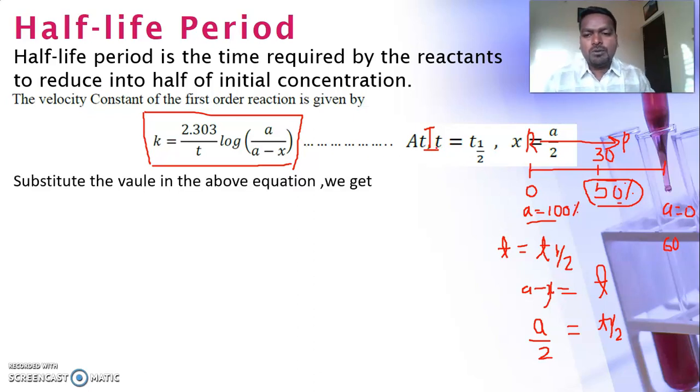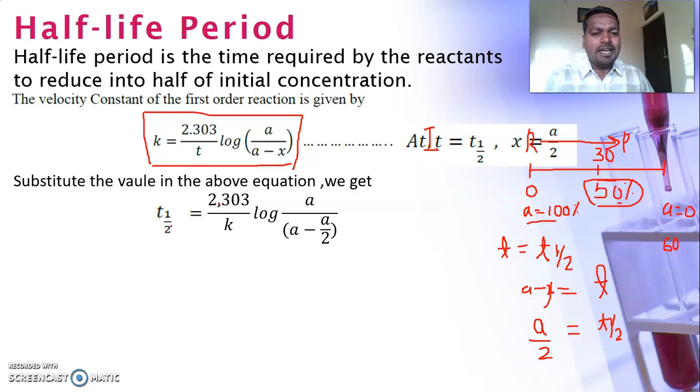If you substitute the values, I took t half on the left-hand side, so it gives t half is equal to 2.303 divided by k into log of a. Instead of t, I took t half, because we are deriving the expression for the half-life period. So t half is equal to 2.303 divided by k into log of a divided by a minus x, and we know the value of x is nothing but a divided by 2.